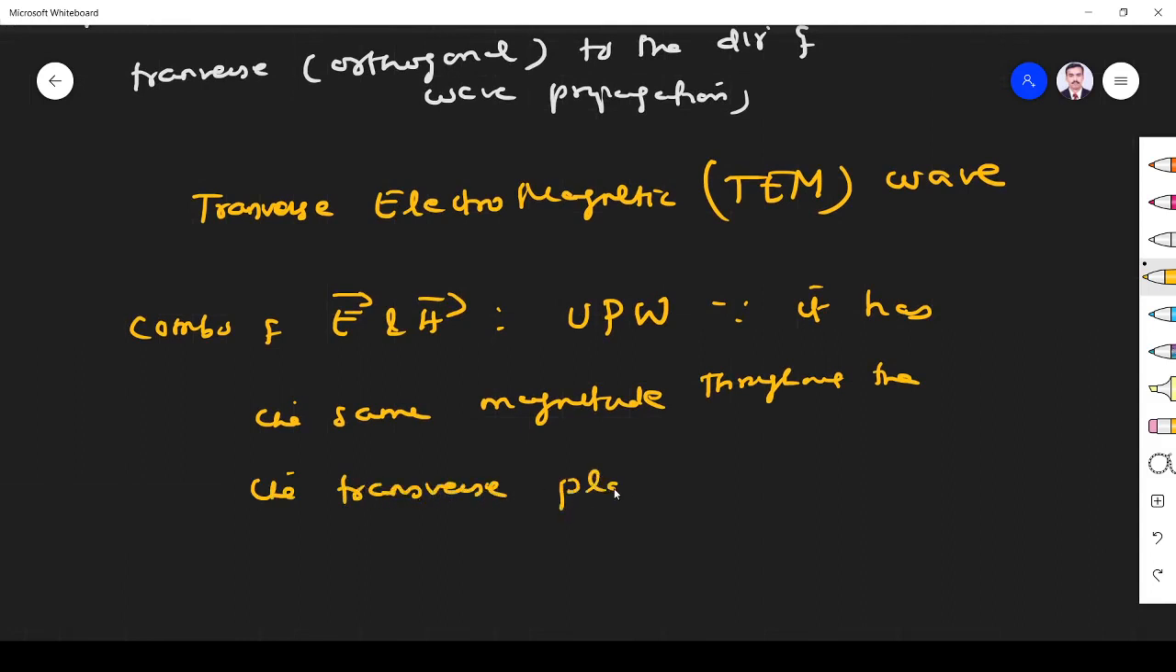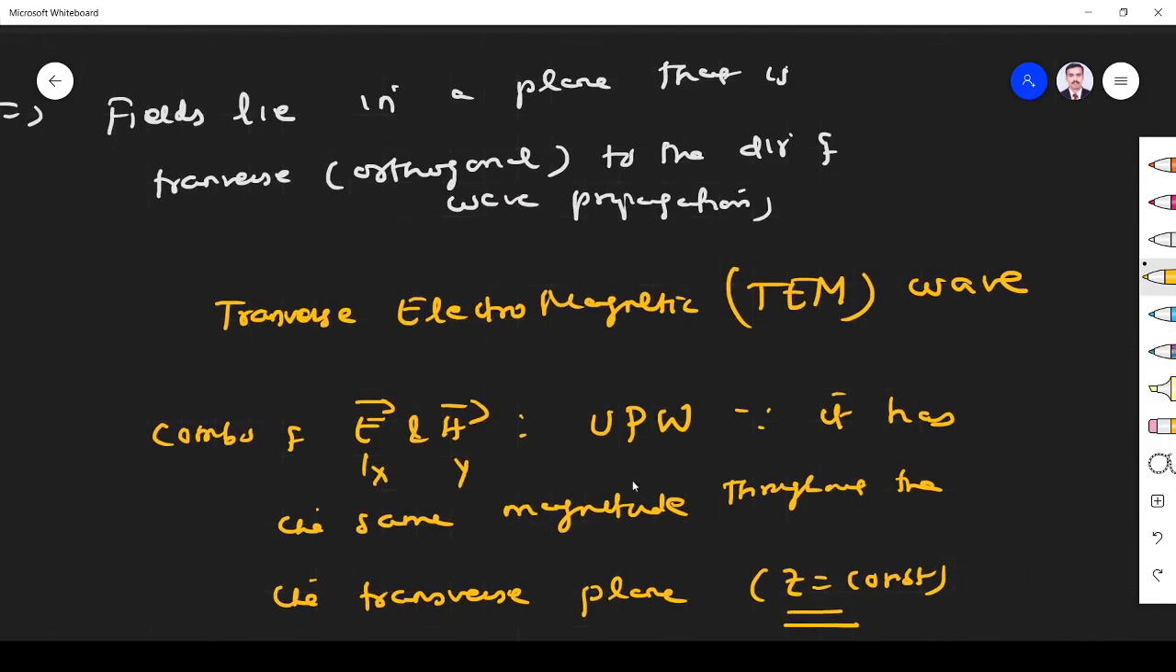What is the transverse plane? The plane where z is constant. The transverse plane is nothing but the x and y plane, because E is in x direction, H is in y direction. So here only it is constant, that is the z equals constant plane, right? So that is another important point to be noted, and that's why their magnitude is constant all through the plane.